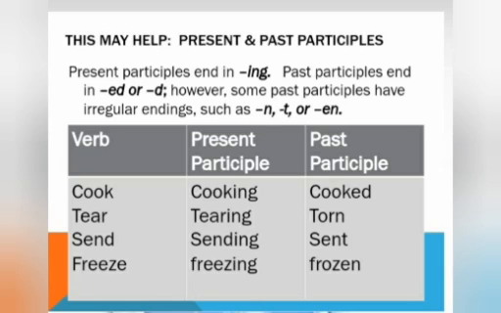Okay? Take another. The verb is send. Present would be sending and past is sent. Take the next verb, freeze. Present participle is freezing and past is frozen. So the past forms or the past participles for the verb will vary, yes, because you have a number of additions: ed, d, t, or n.